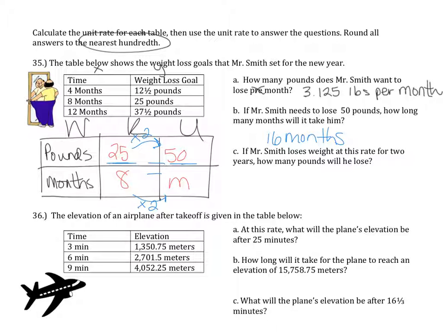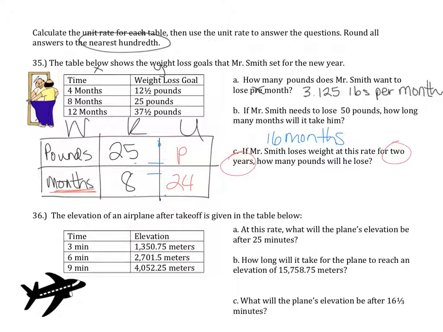Part C, if Mr. Smith loses weight at this rate for 2 years, how many pounds will he lose? Okay, so it's talking about 2 years. We're going to have to do a little bit of math magic here. Still going to use that same ratio of 25 pounds in 8 months, but we have to be careful when we're filling in our unknown side because it's talking about 2 years, and our time frame is in months. So instead of writing a 2, I'm going to write a 24. And then I've got my pounds that I need to figure out.